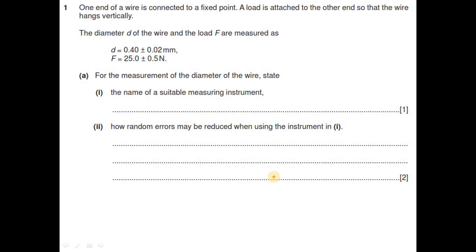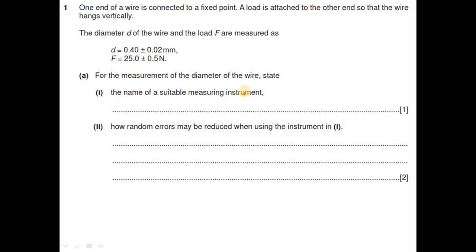One end of a wire is connected to a fixed point. A load is attached to the other end so that the wire hangs vertically. The diameter D of the wire and the load F are measured as D equal to 0.4 plus or minus 0.02, and F is equal to 25 Newton. For the measurement of the diameter of the wire, state the name of the suitable measuring instrument.